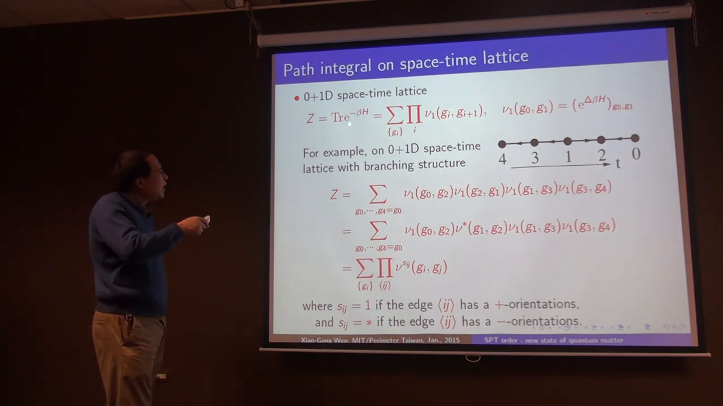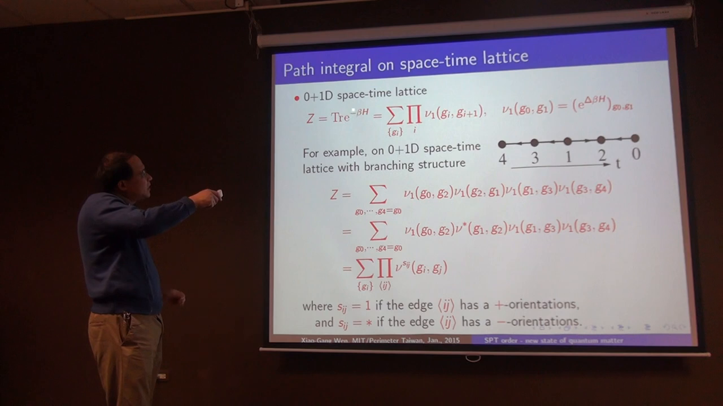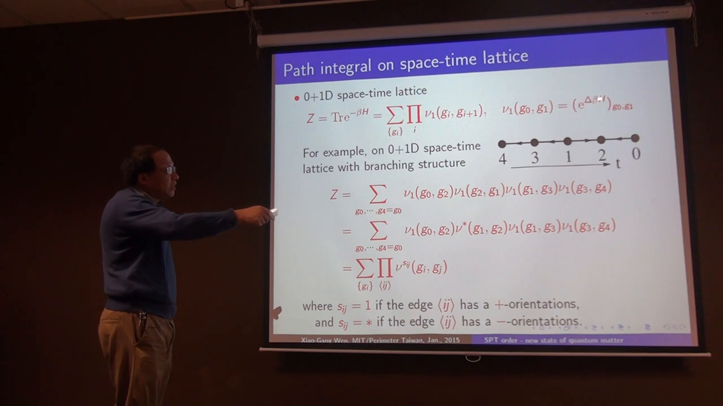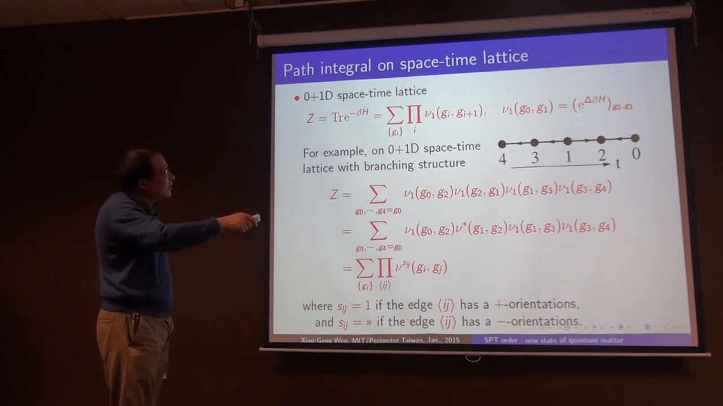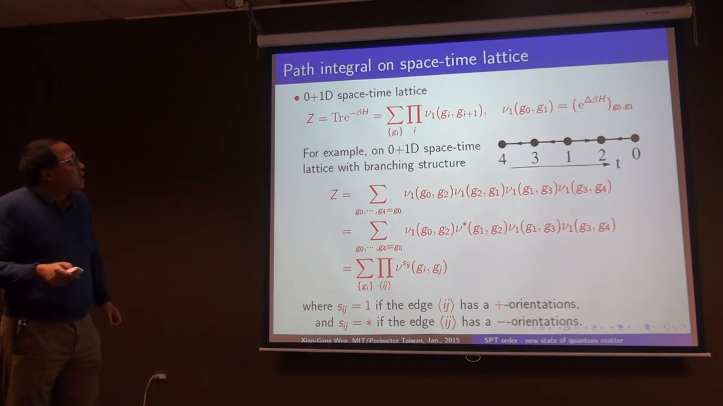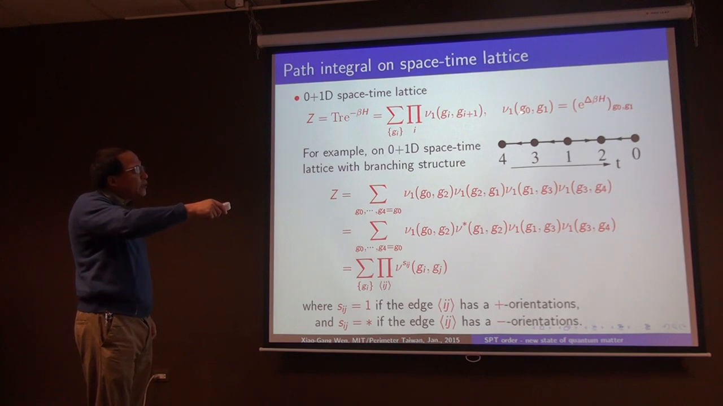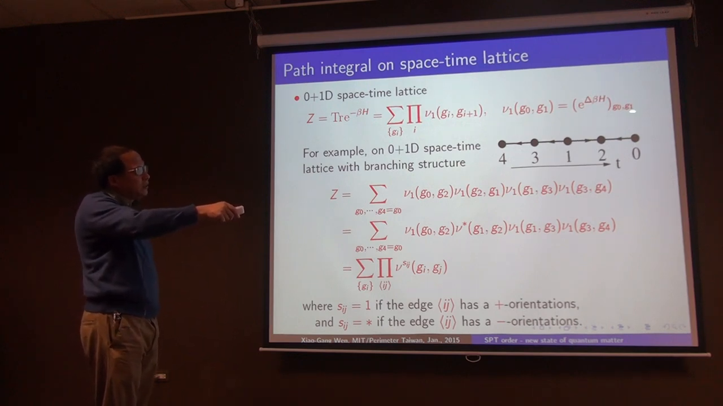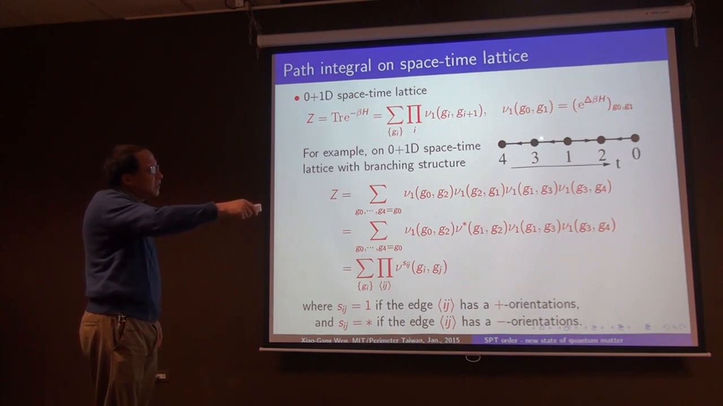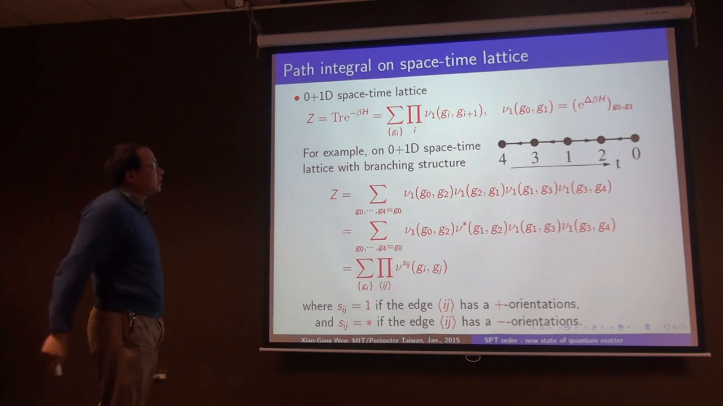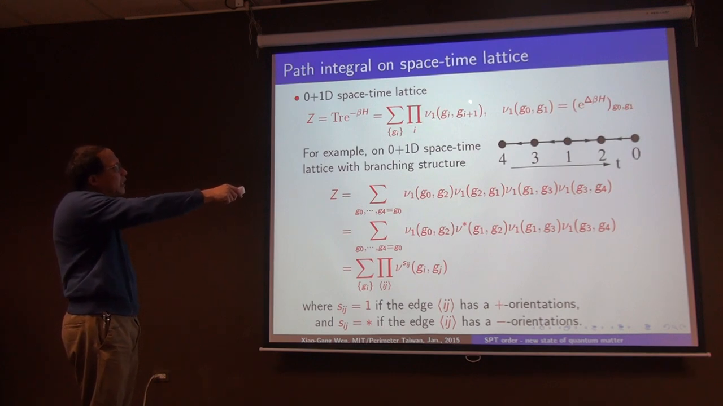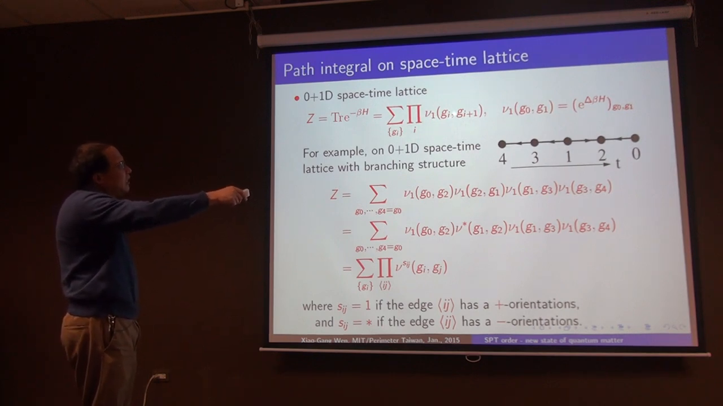We can write this trace by dividing e to the minus beta H into e to the minus delta beta H, and multiplying this operator many times to build the total. I should have a minus sign here; I forgot. There should be minus delta beta H. So this is the basic matrix element of e to the minus delta beta H, and g0, g1 are just indices which live on the vertices here, in a one-dimensional time. Then we can write this trace as a product of many of these matrices.